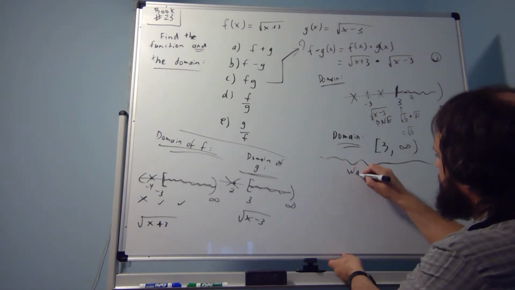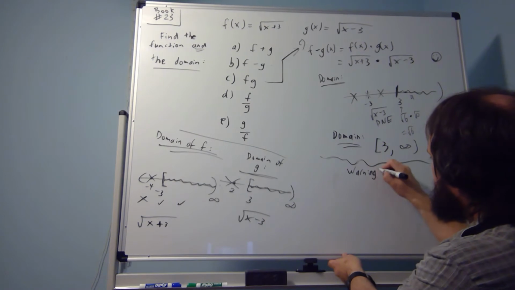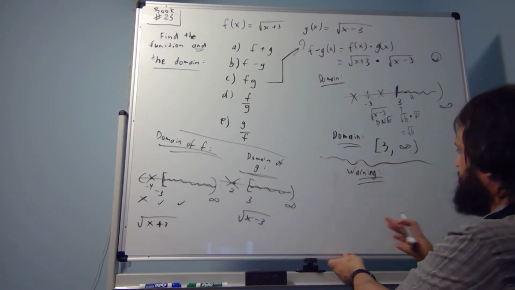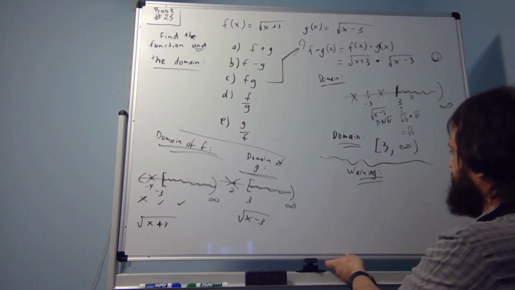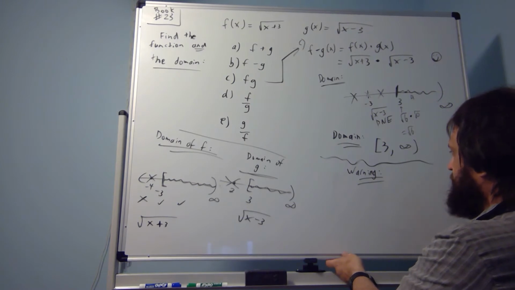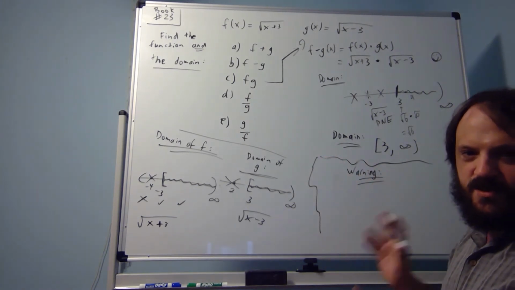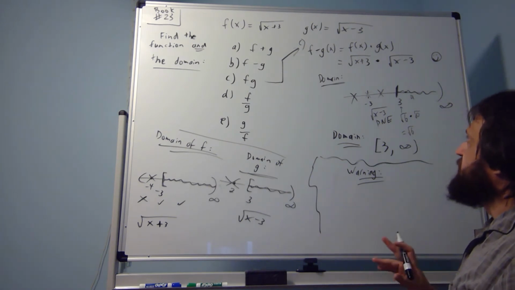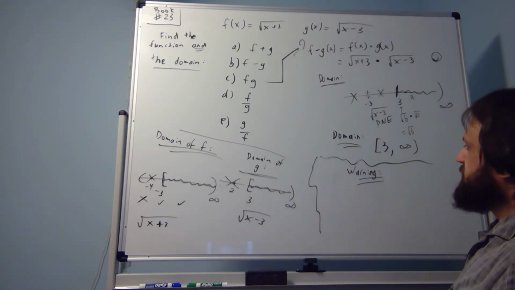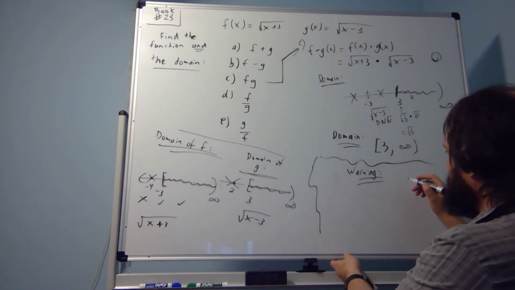So this is kind of a warning. This is kind of a trap. It's almost the same, but the domains are not the same, and then it can lead to dangerous situations. So when there's this warning on the homework problem that says find the domain before you simplify anything, this is the kind of thing I'm talking about.